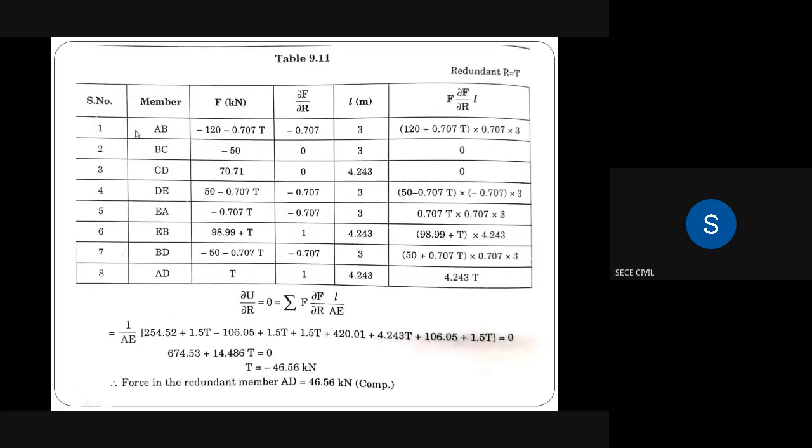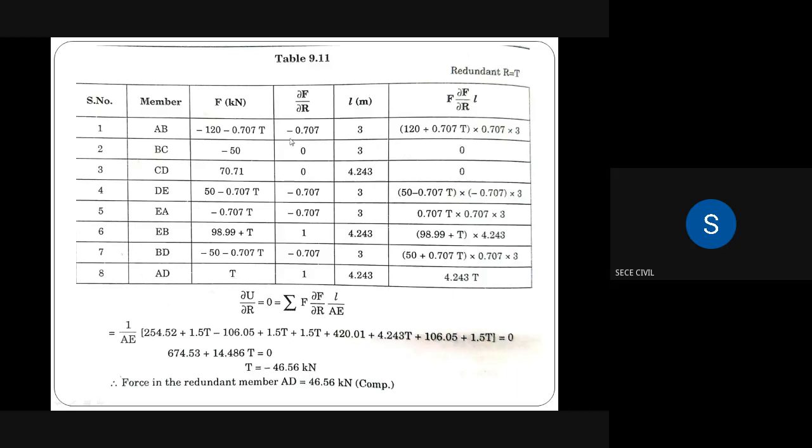So after calculating, we have to substitute in the table of the problem. The serial number, member. We are naming the members AB, BC, CD, DE, finally the redundant member EAD. Then force F in kilonewton. So we have to put the values that we calculated. For member AB, the value is minus 120 minus 0.707 T. For member BC, minus 50. Similarly, for all the members, we have to put the values. For the last member, the redundant member, we name the redundant force as T only.